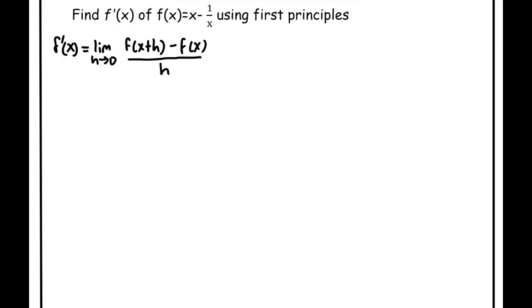The idea is that we place x plus h wherever we have x in the equation. We substitute f of x plus h, we also substitute f of x, and we put h, simplify everything, and that's how we get our f prime of x. With that in mind, let's get into it.